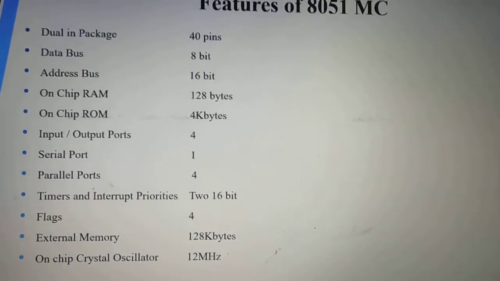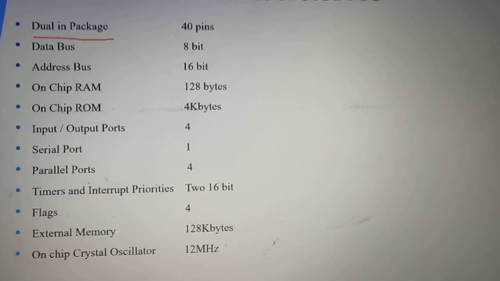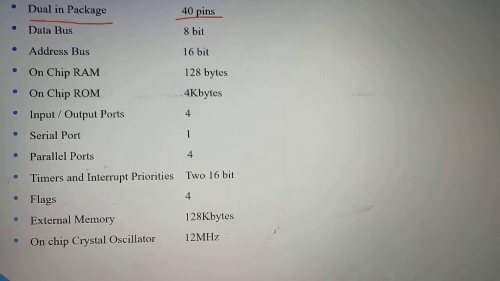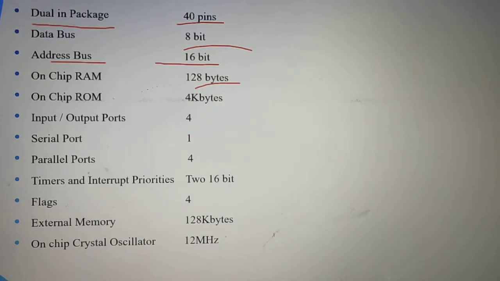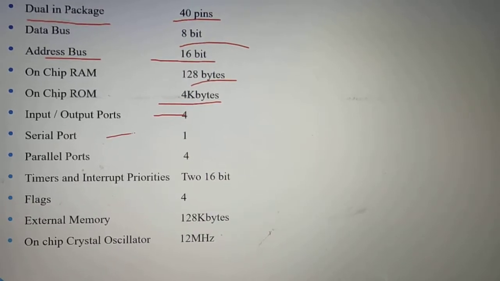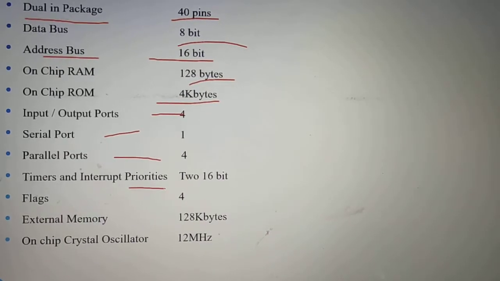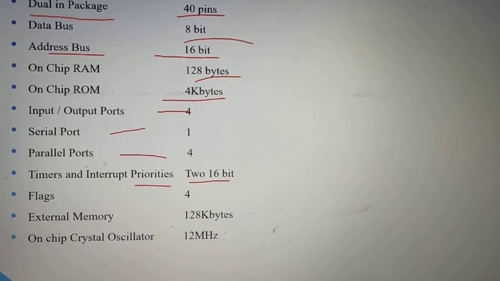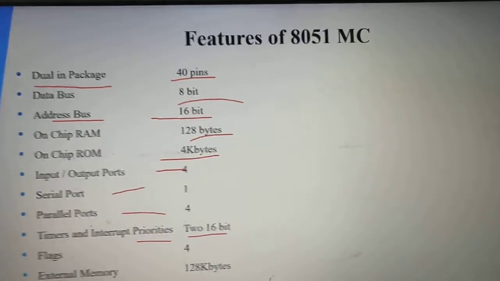Coming to the features, these are the basic important ones of the microcontroller. It is a dual in-line package, and there are 40 pins in the 8051 microcontroller. The data bus, that is the data registers, is 8-bit, and the address bus is 16-bit. The on-chip RAM is 128 bytes and the on-chip ROM is 4 kilobytes. There are 4 input and output ports, 1 serial port, and 4 parallel ports. There are 2 timers of 16-bit and 4 flags. External memory is 128 kilobytes and the on-chip crystal oscillator is 12 megahertz. All these are the features of the 8051 microcontroller.